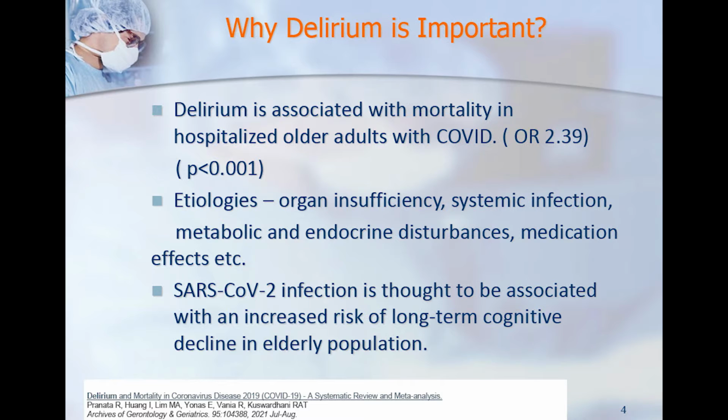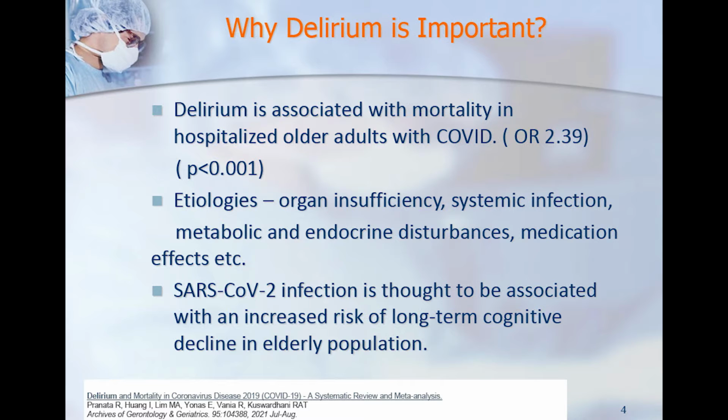So that's why, in the next slide, why delirium is important. Delirium, especially in COVID patients, is associated with mortality in hospitalized older adults with COVID. Think about it: you have a COVID positive patient who got hospitalized or admitted, with delirium on presentation, on admission, or the patient develops delirium during the hospitalization. There is a high mortality rate, so you need to pay attention. And don't wait until oxygen is dropping.